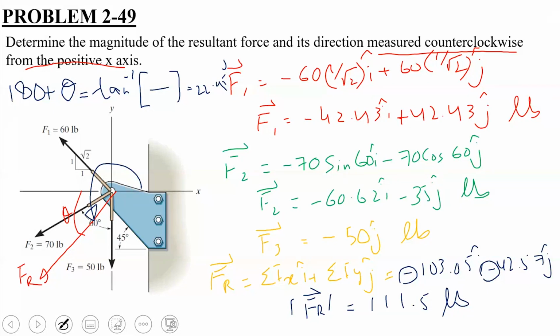Is it clear to all of you? Okay, a question: sir, in the F2 force you used the 60 degree angle, why did you not use 30? See, the choice is totally yours.